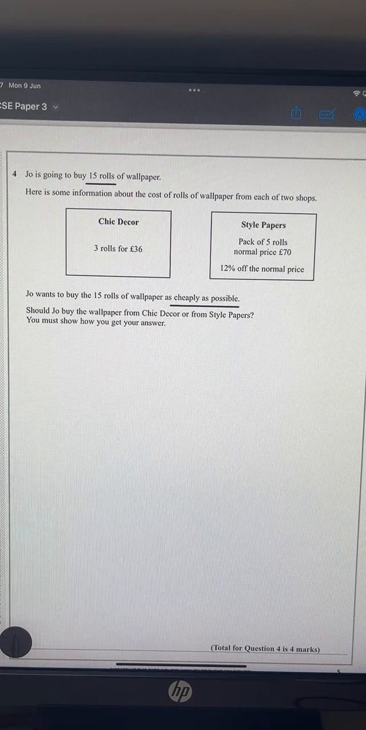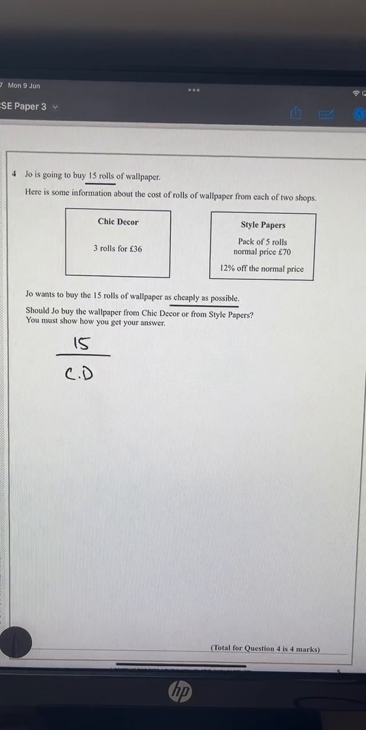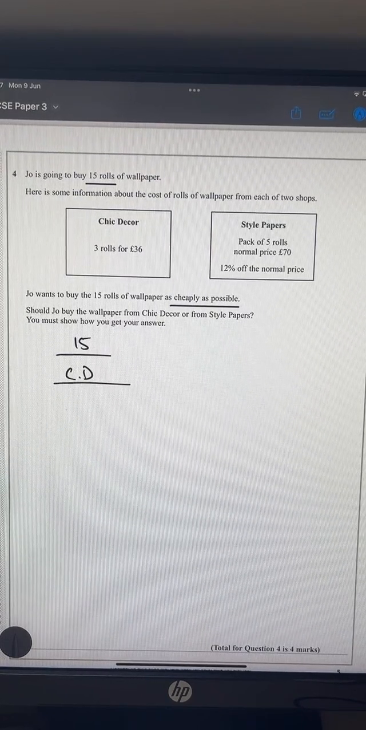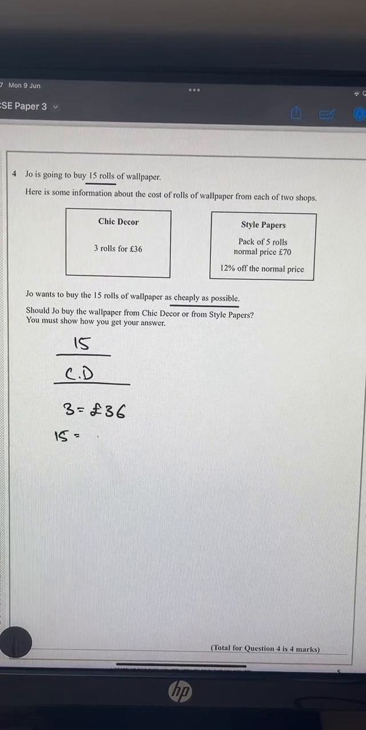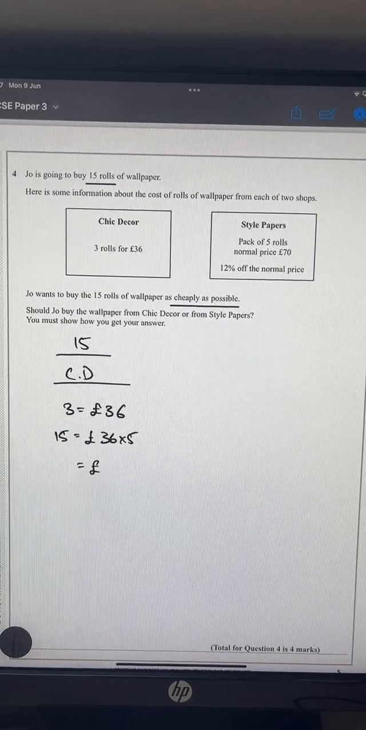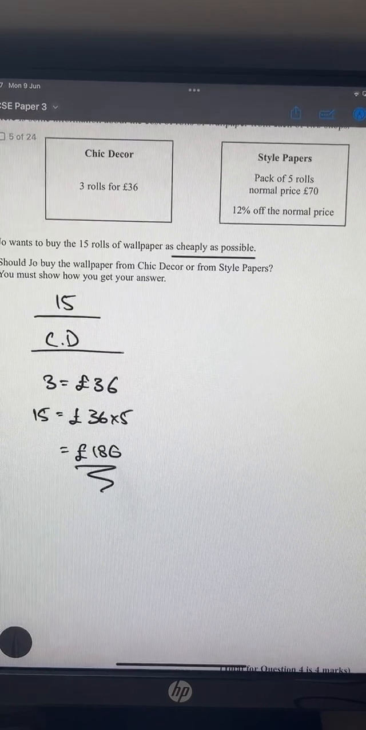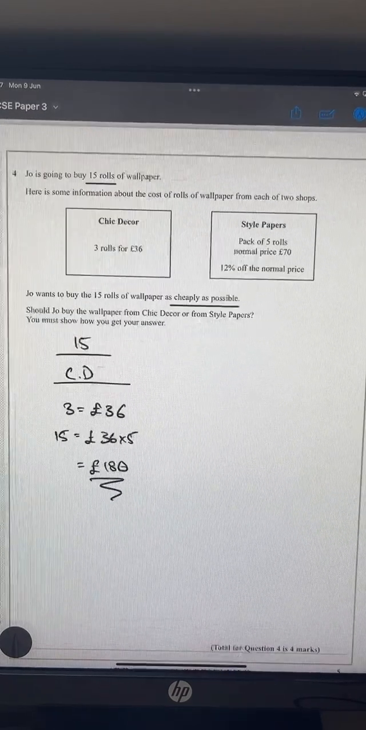So this is a really good common example type question that you get in real life. So she needs 15 rolls, okay? So let's work on Chic Decor first. So I'm just going to call that CD. So 3 is for £36. If she wants 15, well, I'm just going to multiply that by 5. 36 times 5, and that's going to give me £180. So by Chic Decor, it's going to be £180.